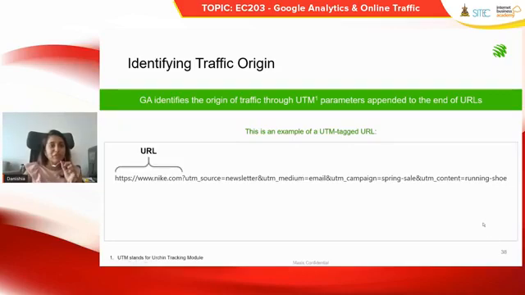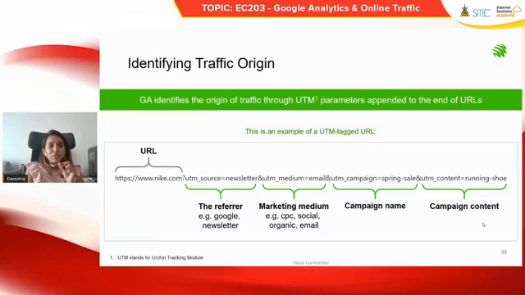So basically you have your URL at the front. In this example, it's www.nike.com, but this could even be a specific page. So for example, /men/running shoe. And then what you see behind it are a bunch of what we call UTM parameters.